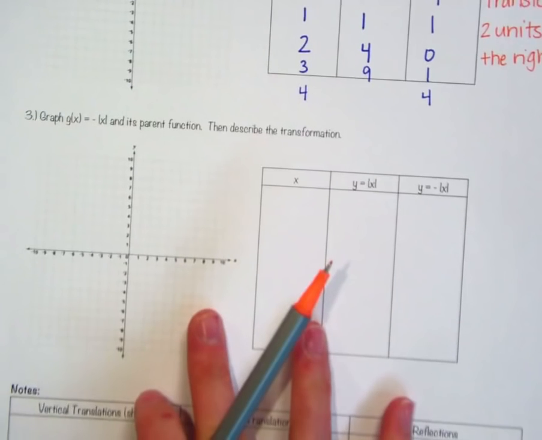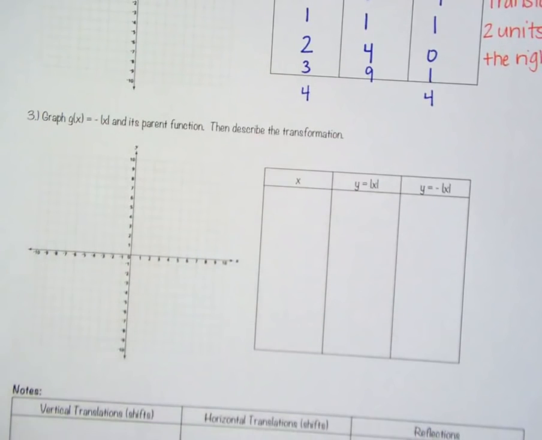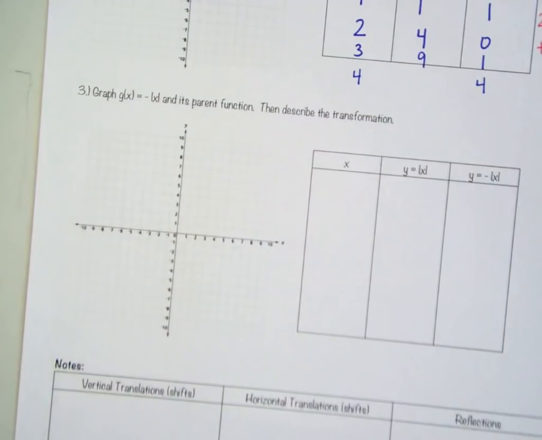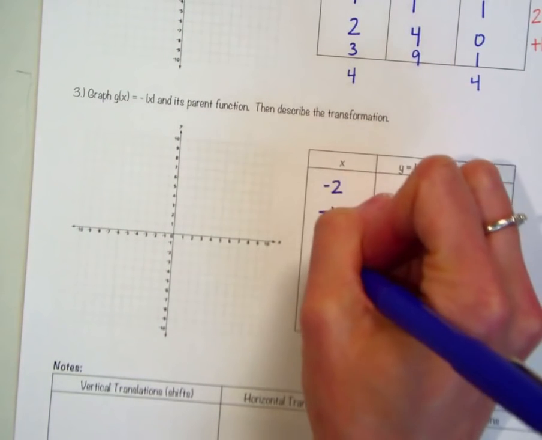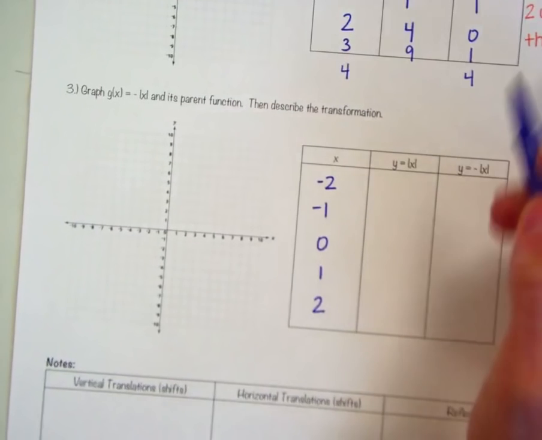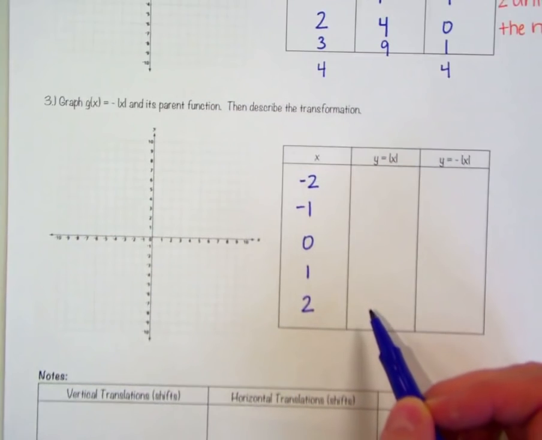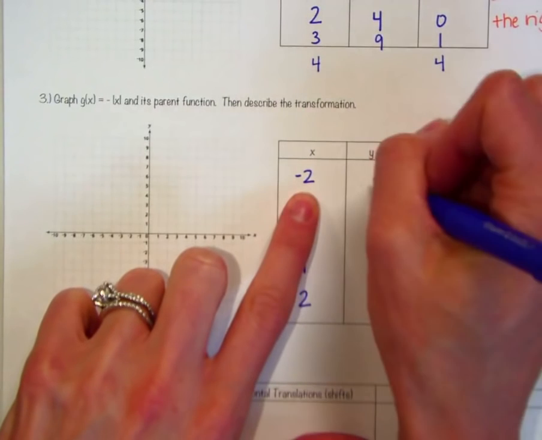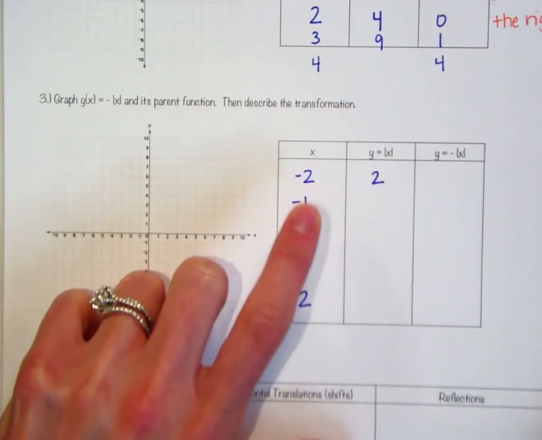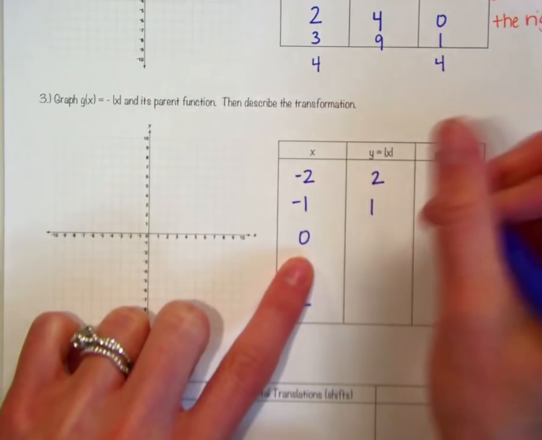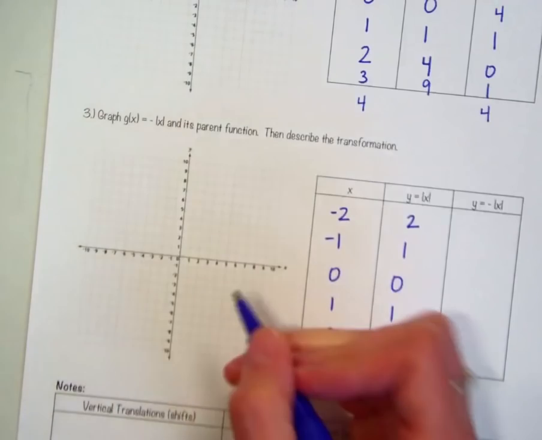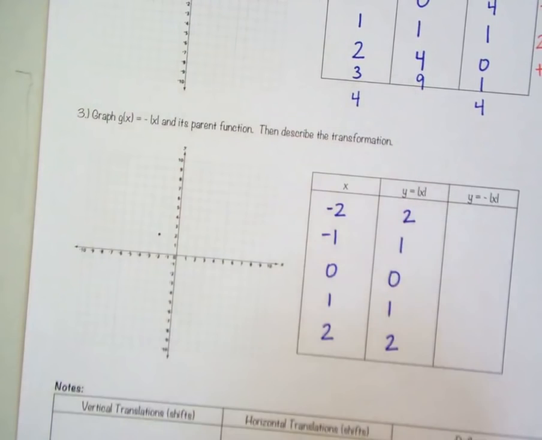Okay. So let's take a look at one more, and then we'll summarize everything here. So let's graph g of x equals the absolute value of x and its parent function. We'll start with the same 5. We'll add or subtract values as needed. This column should be easy to fill in without a calculator or anything because it's just our parent function. So negative 2 is 2 units from 0. Negative 1 is 1 unit from 0. 0 is 0 units from 0. 1 and 2.